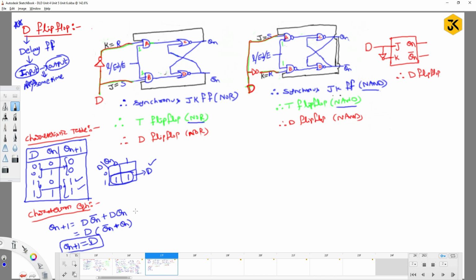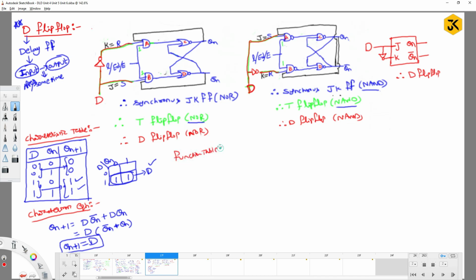Which is like nothing, right? So as usual, D is the input, and whatever D you are passing, the same D you are going to get at the output side. Okay, fine. Now let's do one more table called the function table.